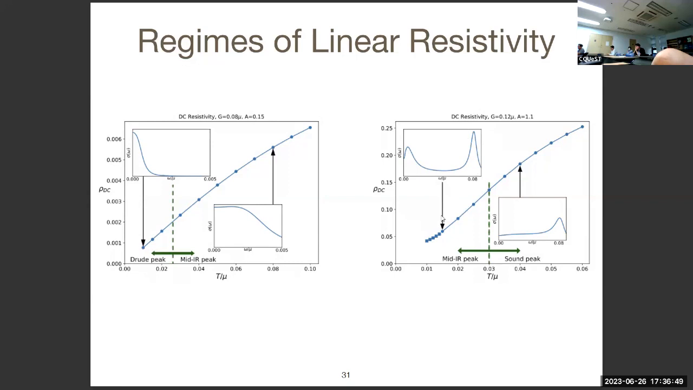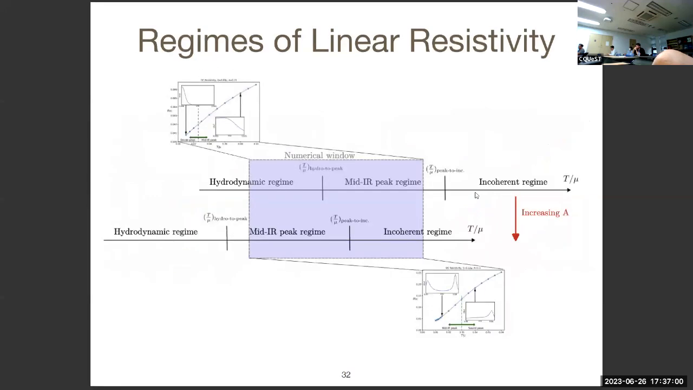So the scattering mechanism is quite different on the left and on the right. Even though, if you looked at AC, you would see very different physics, if you looked at the DC here, it's more or less insensitive to this change. And this is just showing you what we're seeing here. In this diagram, we're seeing a hydrodynamic regime, which is just this Drude, and then a mid-IR peak regime. And on this diagram, we're seeing a transition from a mid-IR to this incoherent regime, where the mid-IR peak collides with the sound peak.